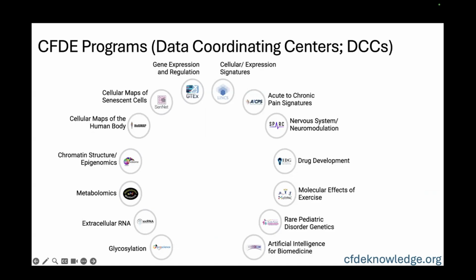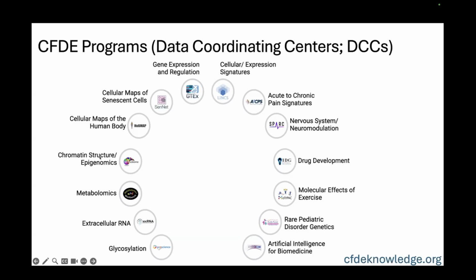Glygen looks at glycosylation, or the addition of carbohydrates to proteins, and how that can affect various outcomes. xRNA looks at extracellular RNAs and their relationship to various phenotypes, as well as their use as potential biomarkers for disease. If you're interested in metabolomics, you should check out the Metabolomics Workbench. This is really a comprehensive one-stop shop for anything metabolomics related.